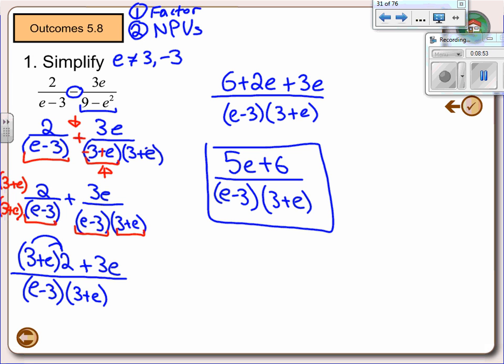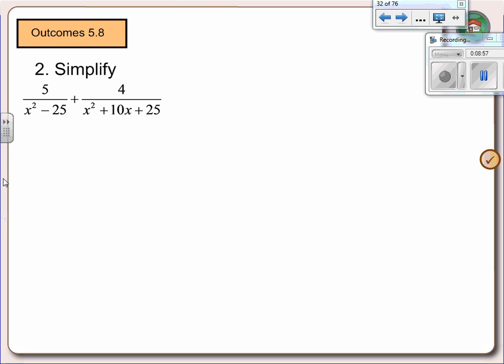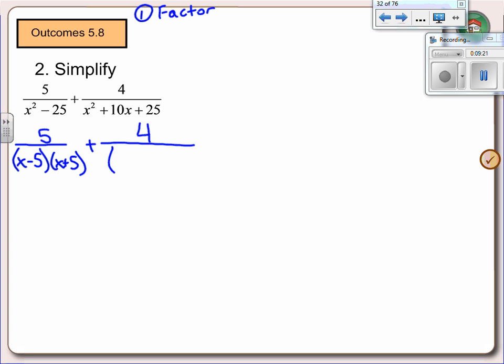All right, let's step it up a little bit. We're going to try a little bit of a harder one. Your steps still remain the same. The first step to every question you do in this unit is always factor. So we're going to factor this to become 5 over x minus 5, x plus 5, plus 4 over, if you do the diamond method on that, x plus 5 times x plus 5.